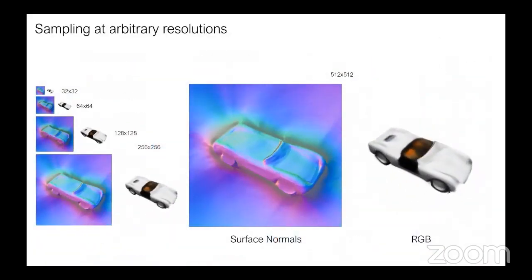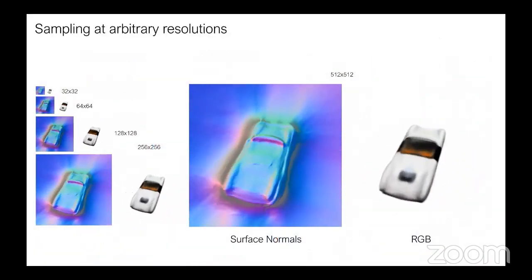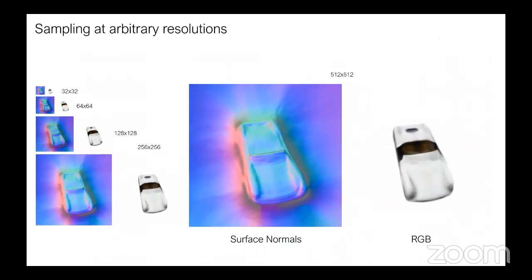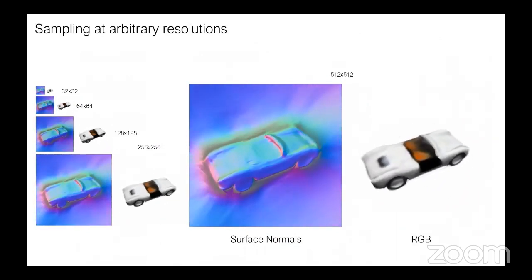Scene representation networks allow you to render at any resolution. This model here was trained at a resolution of 128 squared, but at test time you can simply shoot rays more densely and render the object at a resolution of 512 squared.